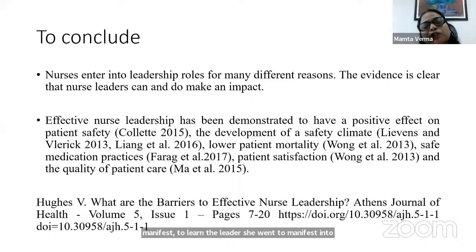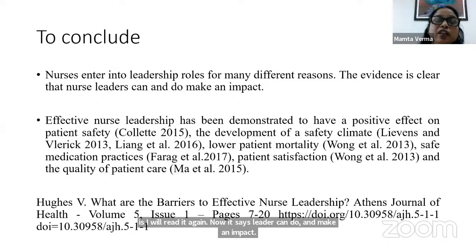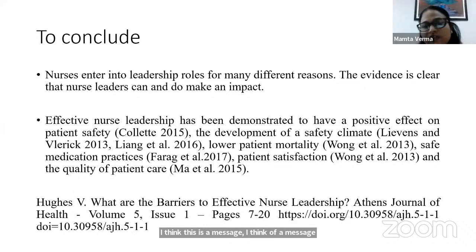Nurses enter into leadership roles for many different reasons. The evidence is clear that nurse leaders can make an impact. Yes, I will read it again: nurse leaders can do and make an impact. I think this is a takeaway message: regardless of adverse situations and circumstances, we have the capacity to make an impact, and we should take the lead.